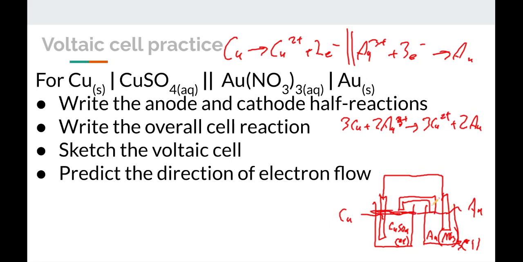So there's the sketch. What's the direction of overall electron flow? Well, the oxidation is occurring over here on this side. So that produces electrons. The reduction is happening over here, and that requires electrons. So the direction of electron flow is from the oxidation to the reduction.